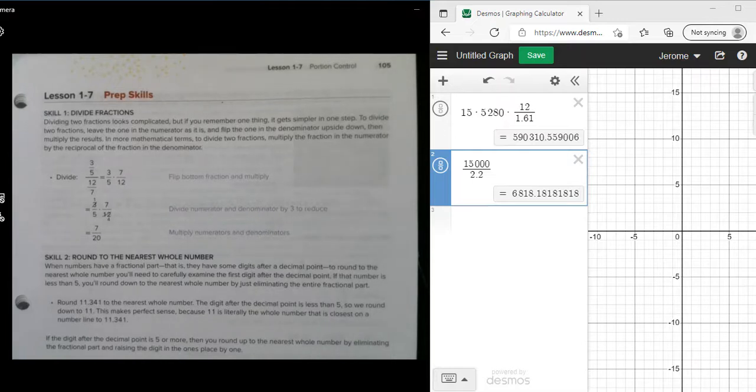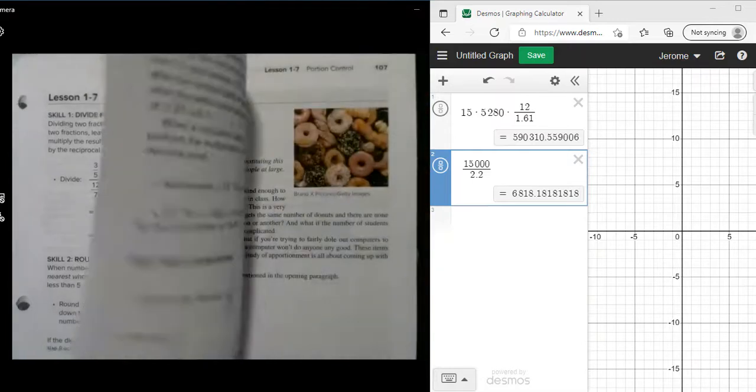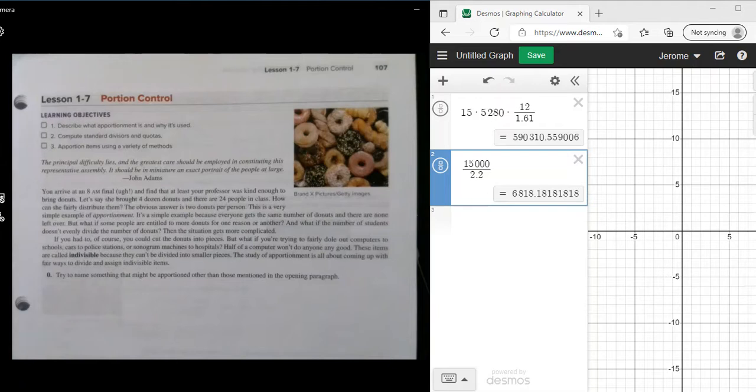Okay, so now actually we need to go to page 107, not 105. Have to take a quick look at the donuts. Okay, now it's called portion control. Our learning objectives are to describe what apportionment is and why it's used, to compute standard divisors and quotas, to apportion items using a variety of methods.